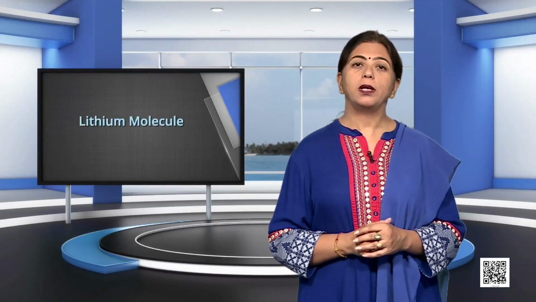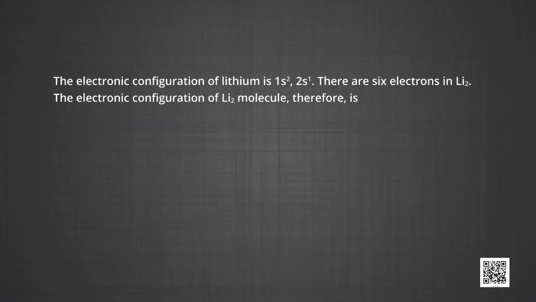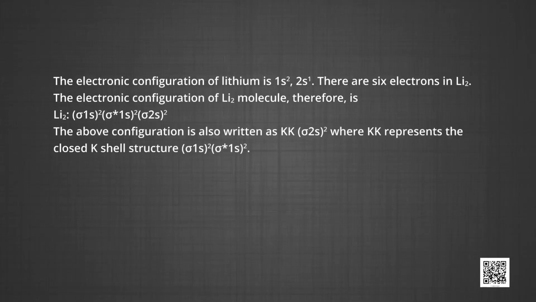Now, the third example, the lithium molecule. The electronic configuration of lithium is 1s2, 2s1. There are 6 electrons in the lithium molecule. The electronic configuration of the Li2 molecule therefore is sigma 1s2, sigma antibonding 1s2, sigma 2s2. The above configuration is also written as KK, with capital K K, sigma 2s2, where KK represents the closed K shell structure, sigma 1s2, sigma antibonding 1s2.